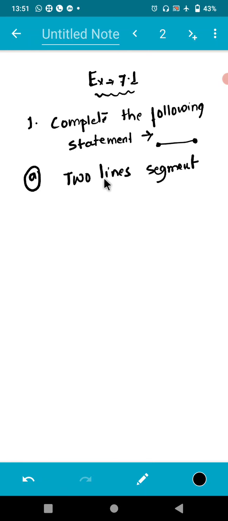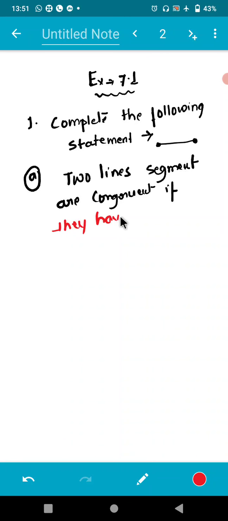The 2 line segments are congruent on what condition? Now let me give the answer in a different color. If they have the same length. Then only we can say that the 2 line segments would be congruent to each other. So this red part is the answer.